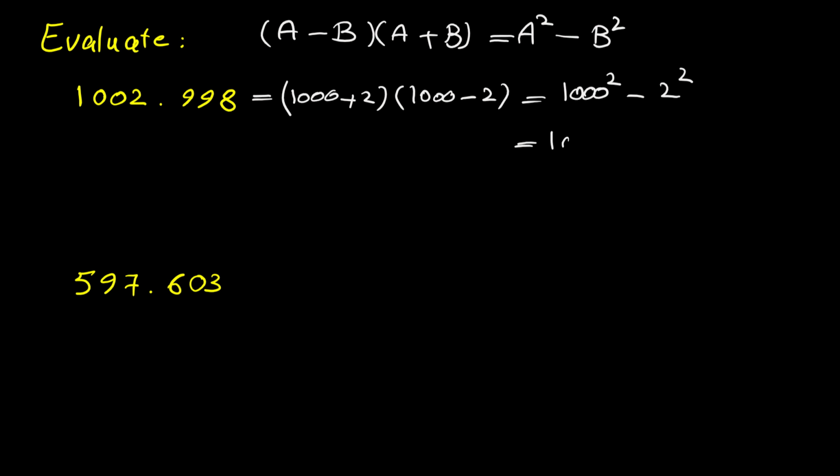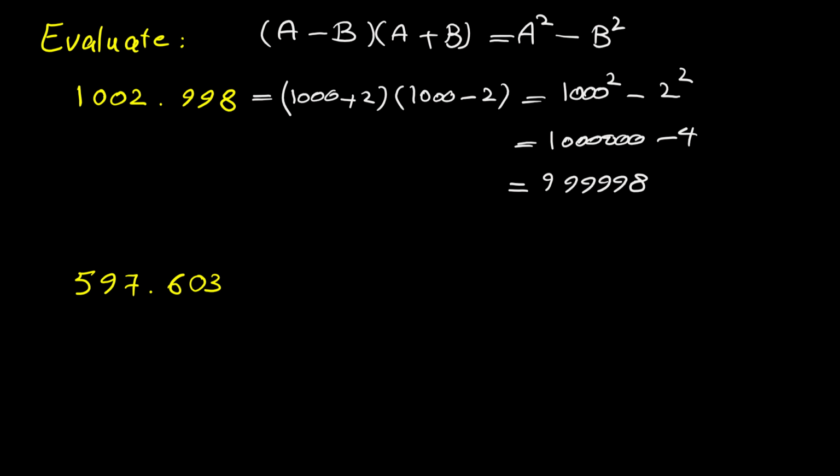1000 to the 2 is 1 million, minus 4. And the answer is 999,996. As you can see, we can find the answer easily by using this identity, this product formula. Look at the next example. You can try to find the answer of this by yourself.